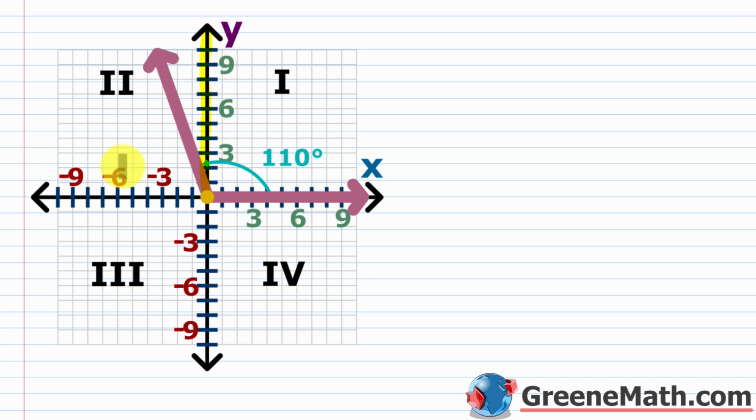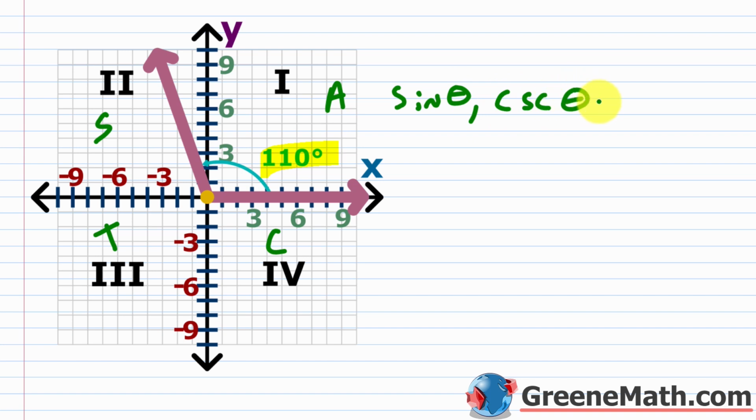If it goes a little further than that, but not far enough to where it's touching here, right? If it was touching the x-axis, you'd have a 180 degree angle or a straight angle. So it's in between those two. So we know it would be in quadrant 2. This would be your 110 degree angle there. So in quadrant 2, again, All Students Take Calculus. Very easy. The S tells me that it's sine of theta and also the cosecant of theta. So the sine of theta and the cosecant of theta are going to be positive, and the other ones are going to be negative.